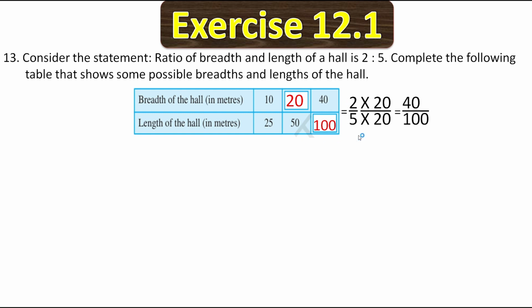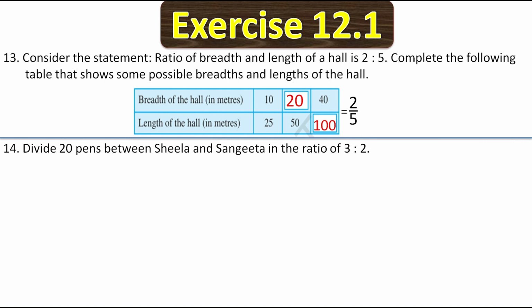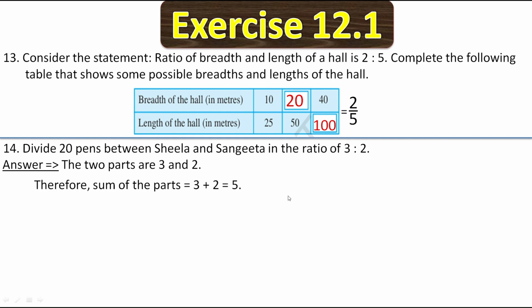Now let's move to the next question, that is the 14th one. Divide 20 pens between Sheila and Sangeeta in the ratio of 3:2. Now there are 20 pens which we have to divide between these two girls in the ratio of 3:2. First of all, the two parts of this ratio are 3 and 2, and the sum of the parts is 5. 3 plus 2 is 5.